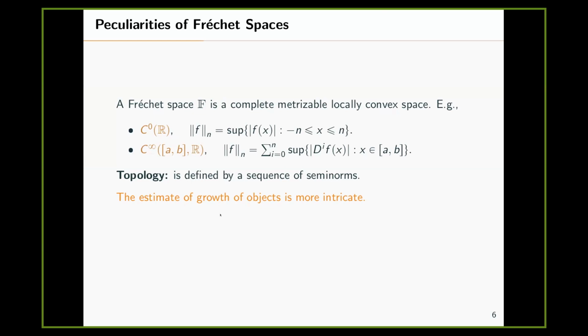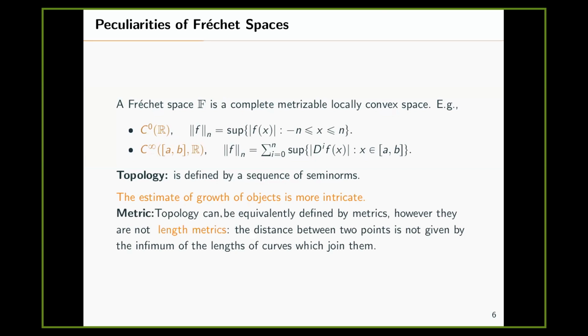And also, although the topology can be equivalently defined by a metric, these metrics are not intrinsic, and in particular, they are not length metrics. In most cases in the Banach case, they use the fact that the metric is a length metric. They come from the norm. But these two facts also make a big difference between the Fréchet case and the Banach case.